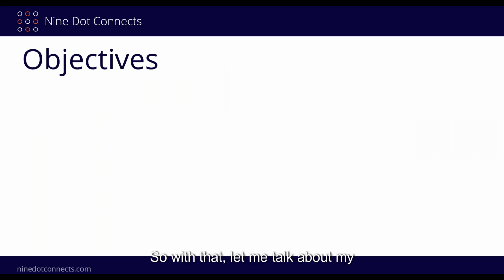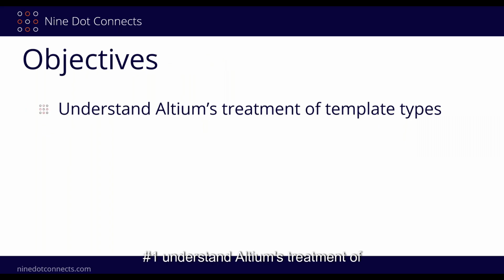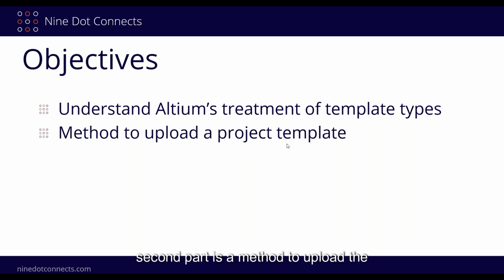So with that, let me talk about my objectives for a few minutes. Number one, understand Altium's treatment of template types. The reason I had to say this is because we're talking about templates, but there are so many different angles of approach for templates when it comes to Altium Designer. So the term template is really ambiguous, and I want to separate it into what I'll call three categories or types that I've come up with. Some of them Altium has come up with, some are my own naming conventions, just to keep this webinar somewhat sane.